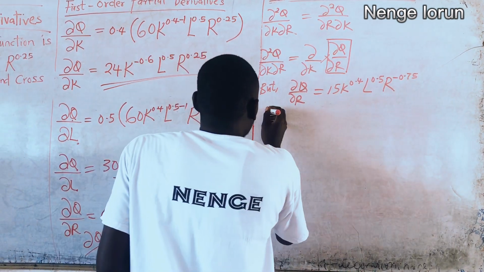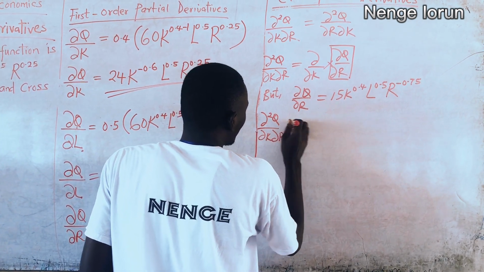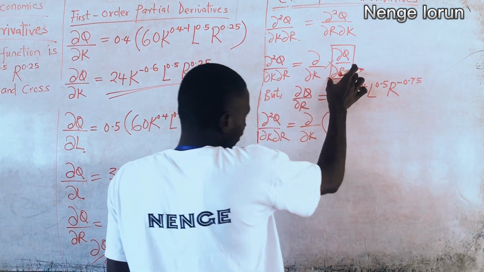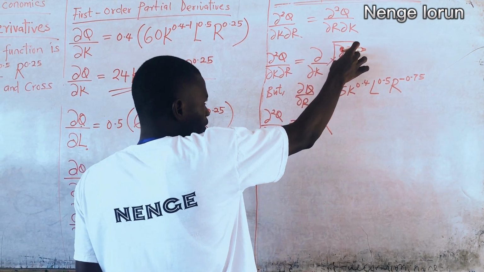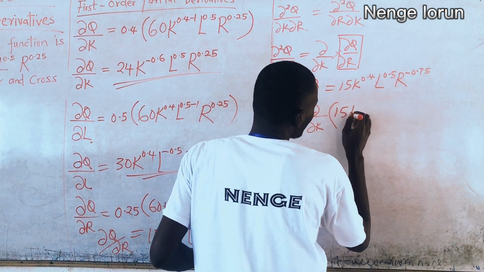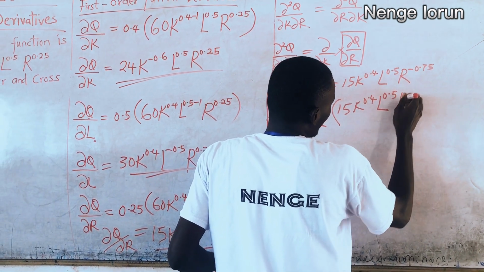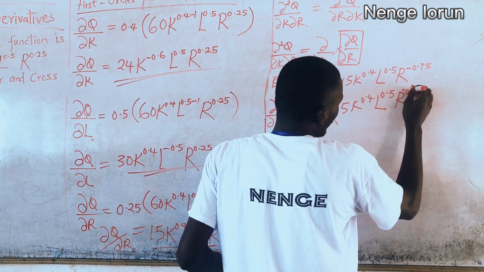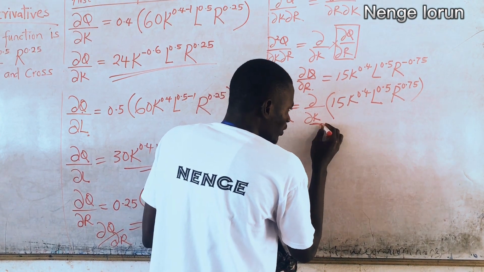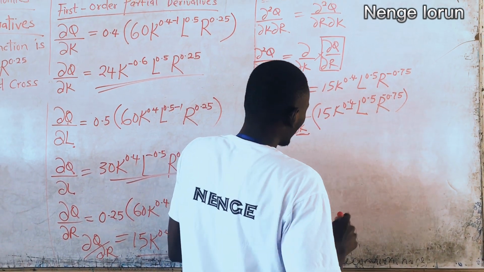So now the cross-partial derivative of q with respect to k with respect to r is equal to the cross-partial derivative with respect to k. Then in place of q with respect to r, you impute this value, which is 15k raised to the power of 0.4, L raised to the power of 0.5, r raised to the power of negative 0.75. So now, look at this. We are differentiating with respect to k. It therefore means that we are going to multiply everything here by the power of k, which is 0.4.